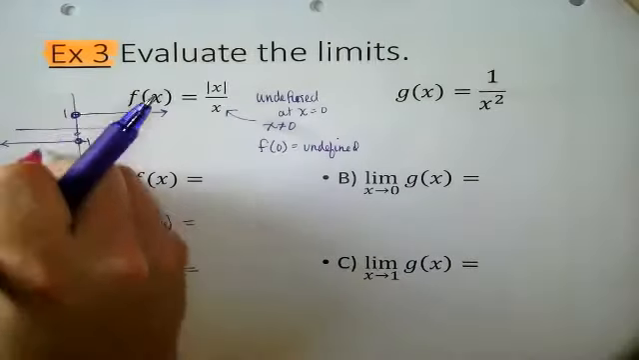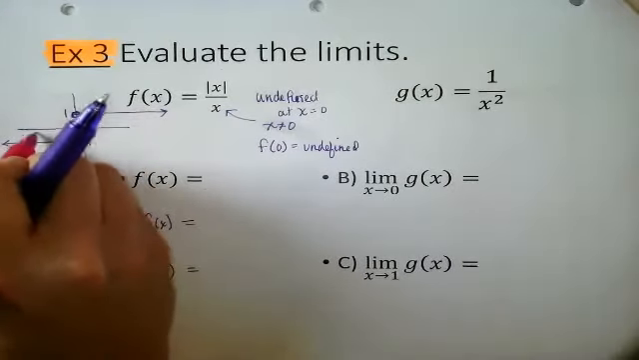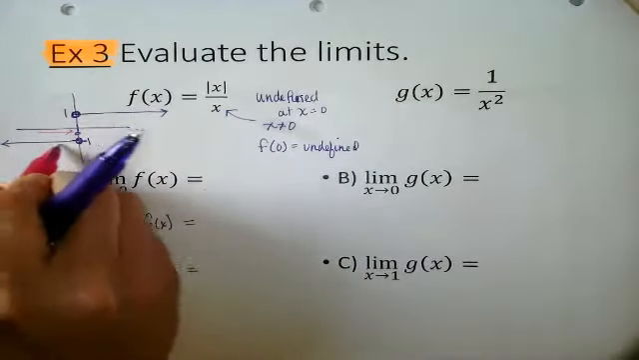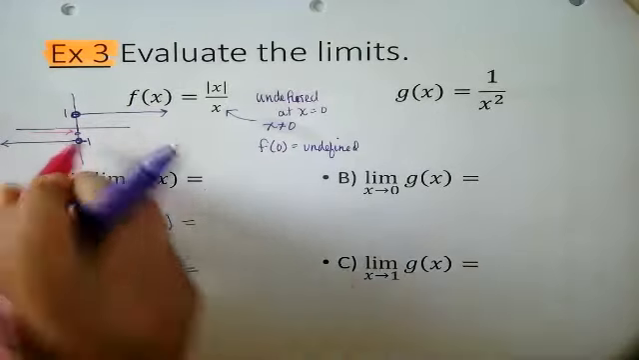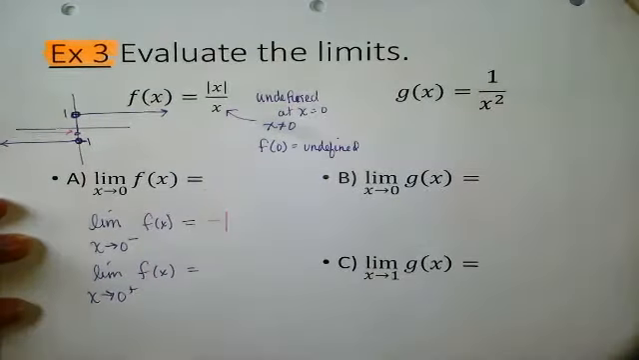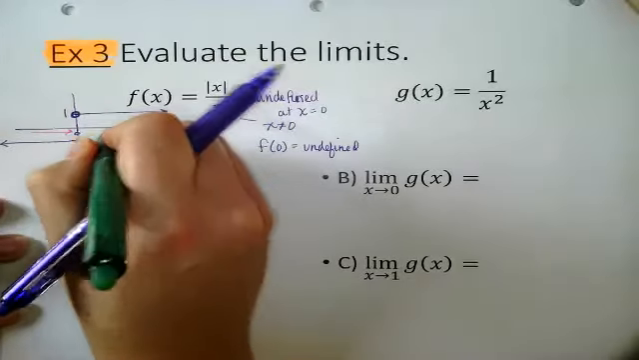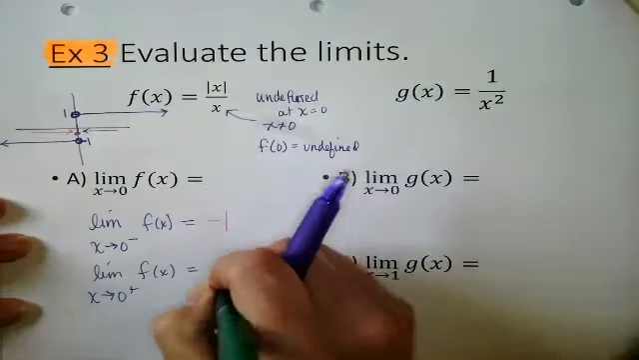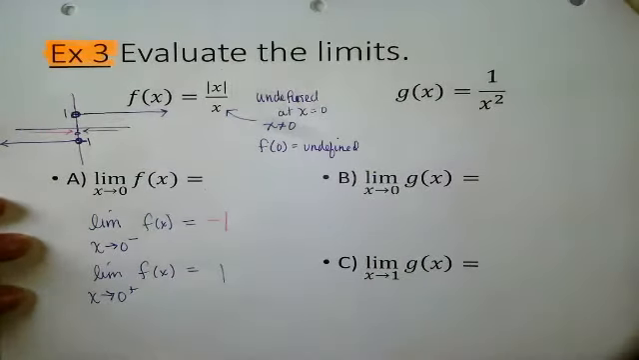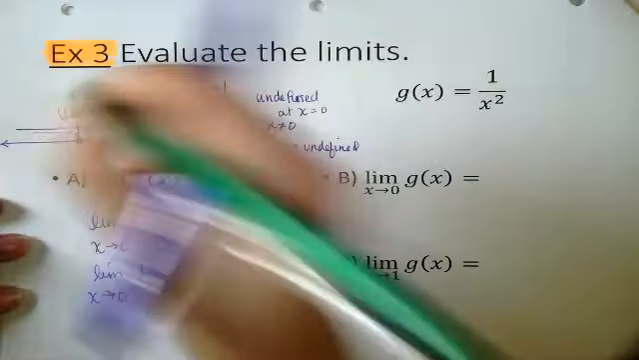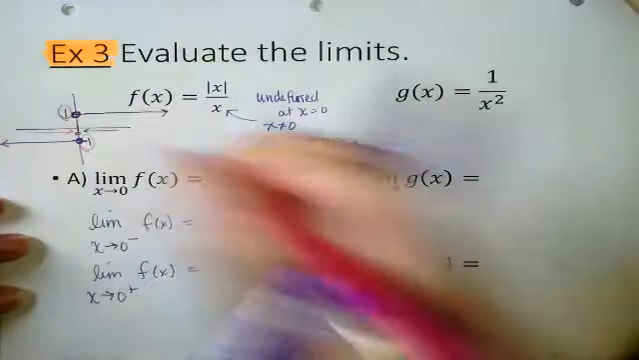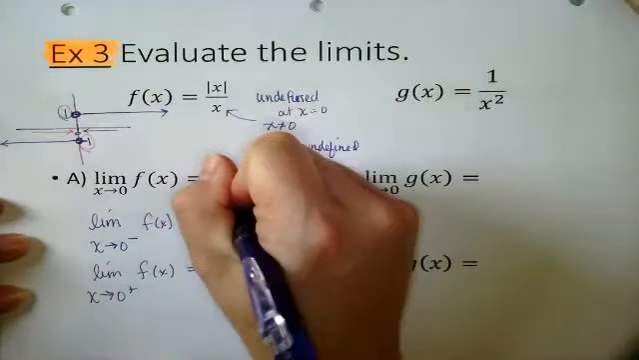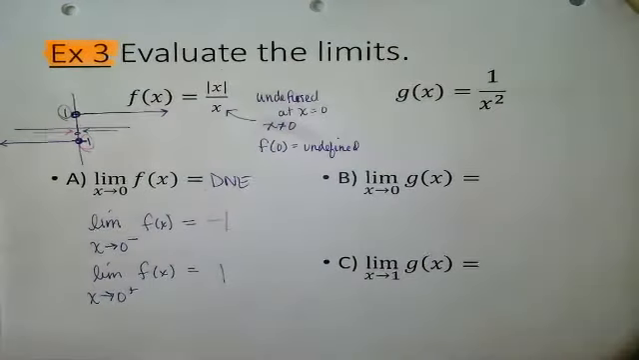So as we're coming in from the left side, our output values are all -1. And when we're approaching from the right side of 0, our output values are all +1. All positive 1, all -1. So this limit is another example of a limit that does not exist. So we're approaching different outputs from the left and the right.